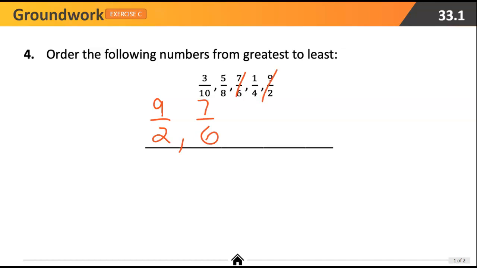Now to compare 1/4 and 5/8, 5/8 is definitely going to be larger. It's more than a half, so we know it's more than 0.5. So that's going to be our next largest number. 3 over 10 is 0.3. 1 over 4 is 0.25. So 3/10, and then 1 over 4. If you'd rather, you could convert all these to decimals, but if you can use a little bit of your number sense, you can save a lot of steps on that problem.